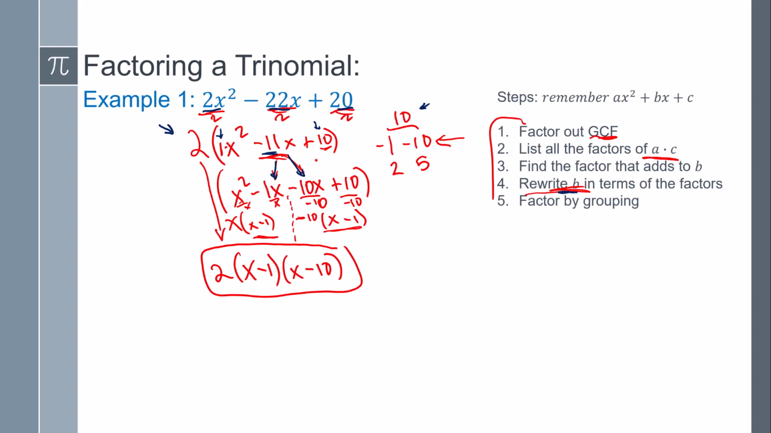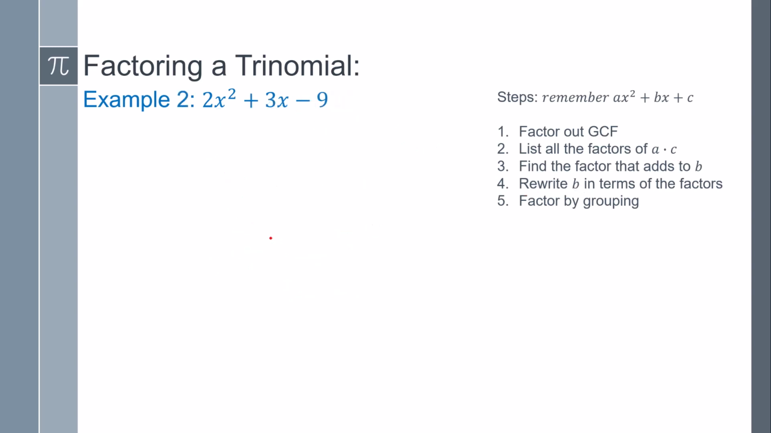From there, we did factor by grouping. I broke it in half, did GCF on this side, did GCF on this side, and then between these two, we did GCF again. And then we can't forget to bring down the 2. Let's look at another one. 2x squared plus 3x minus 9. Factor out GCF. Is there anything in common between 2, 3, and 9? No, and there's no x in common. Okay, there's no GCF.